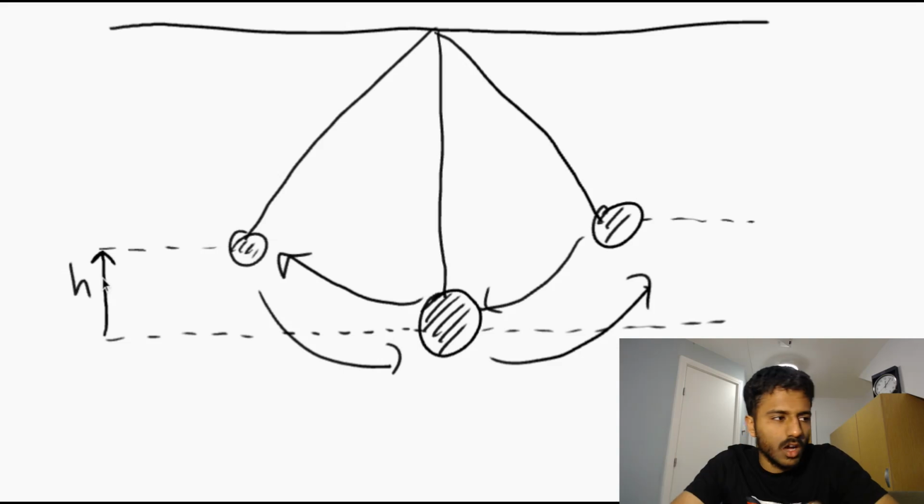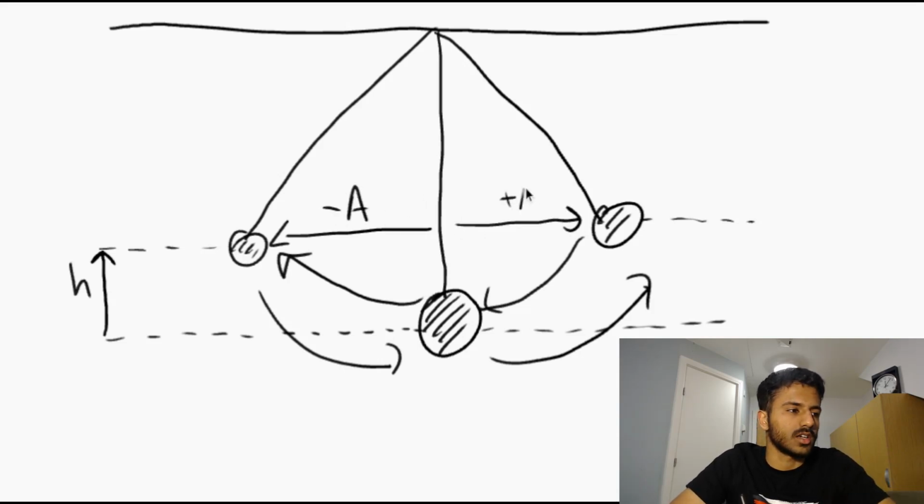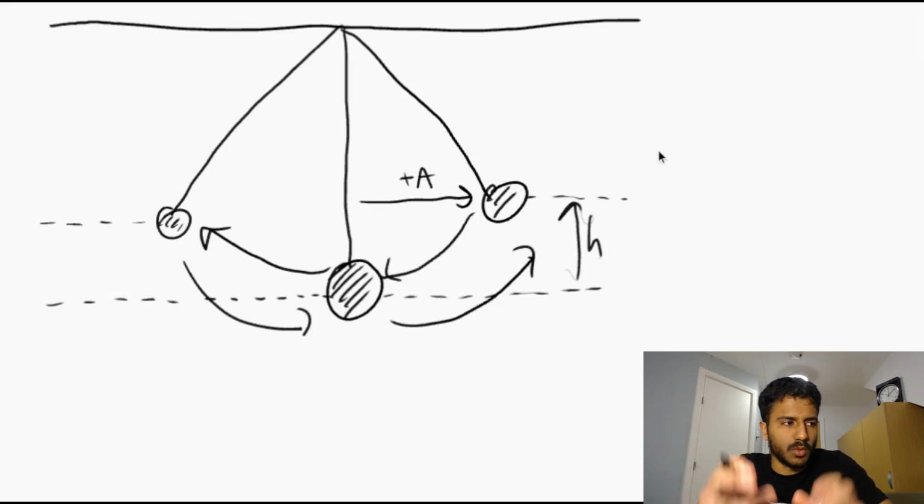So let's say I start this bob from a height h, and we're going to say that it has an amplitude of minus A meters on this side and plus A meters on that side. So let's say we start this bob at a height h above the ground, or this bottom position, and at an amplitude of A meters away from the center. And what we're going to do is we're going to release it from rest.